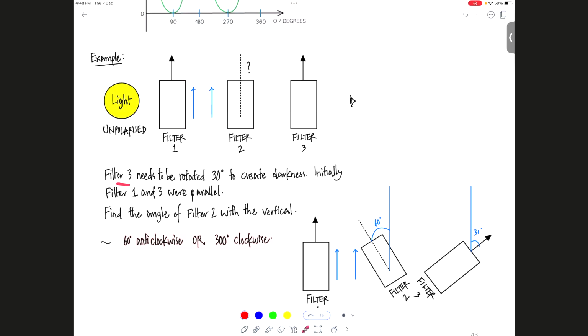Now the filter needs to be rotated 30 degrees to create darkness. That means we have to rotate this 30 degrees to make it dark. How much does this filter need to be rotated so that it becomes dark? I want the light to be completely blocked using two filters. One of them is unknown, the other one is rotated 30 degrees. We rotate so that the light is completely blocked. Because you have already rotated here, you have to move the rest of the angle to make it 90, right? So how much is that?